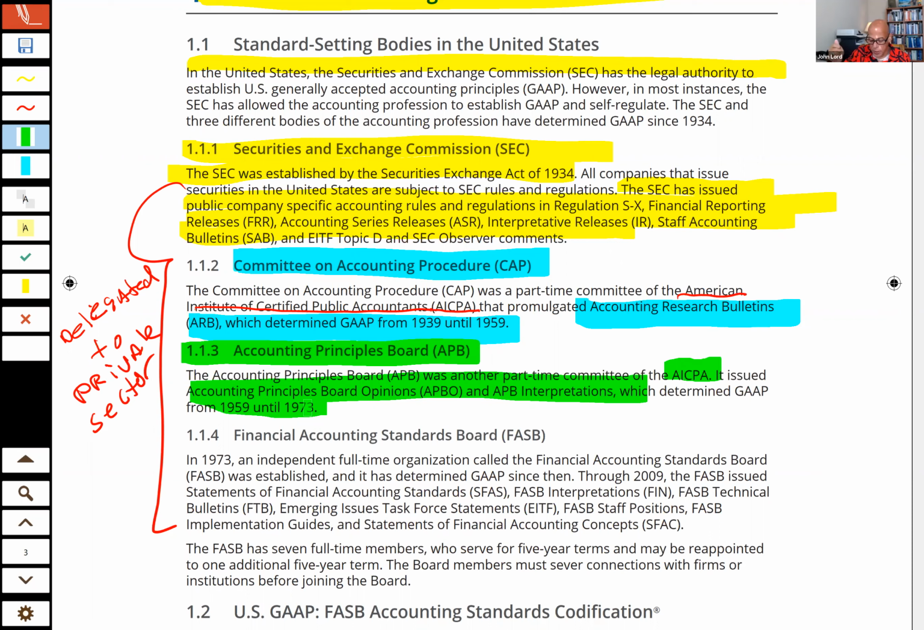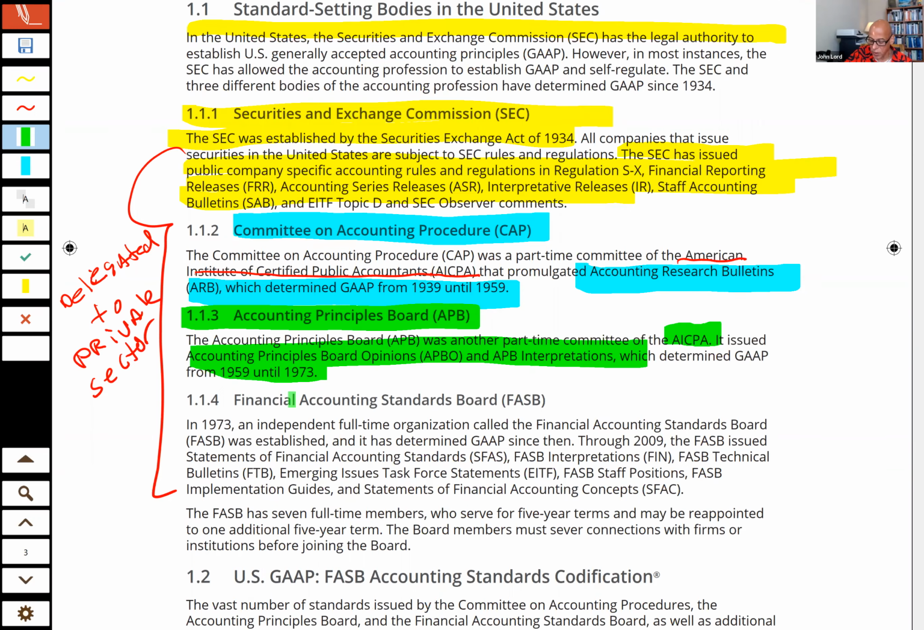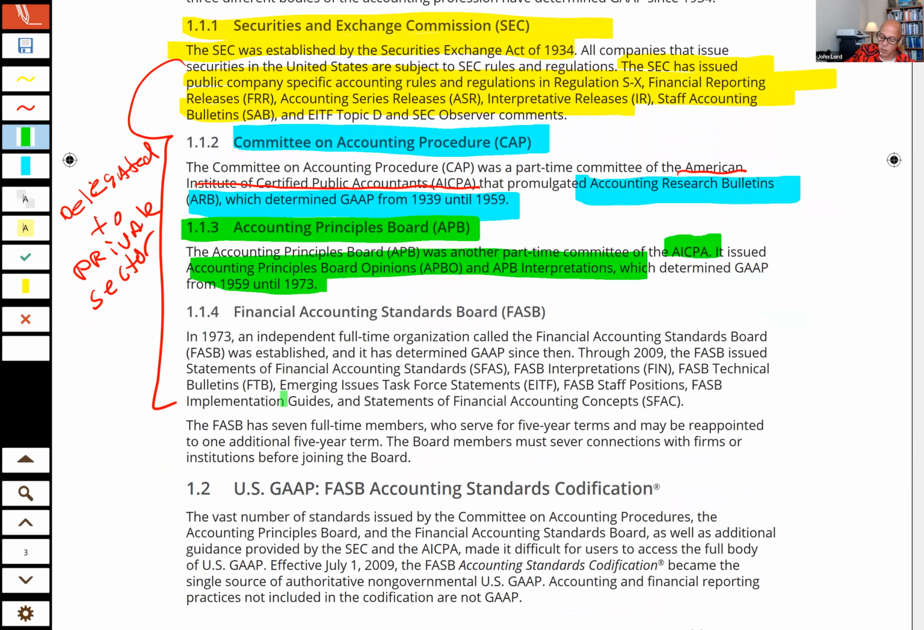So from 39 to 73, you have what? Accounting research bulletins, you have Accounting Principle Board opinions, and you still had the SEC weighing in for smaller, more granular or specific regulatory issues that they wanted to assert on public companies setting the accounting standards.